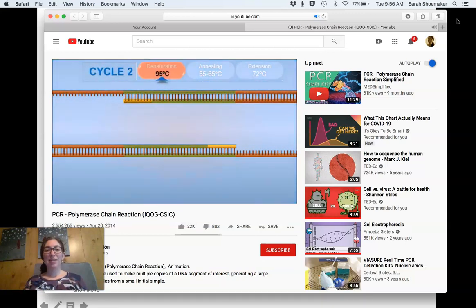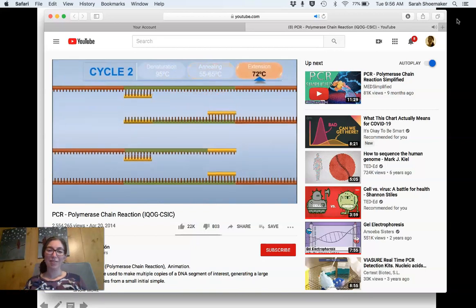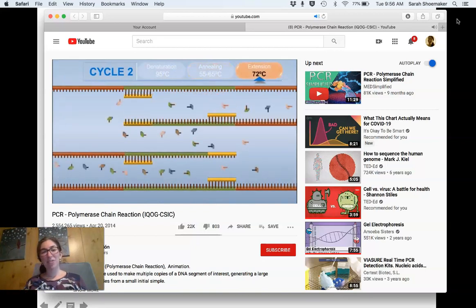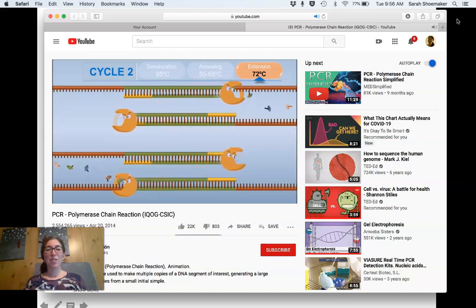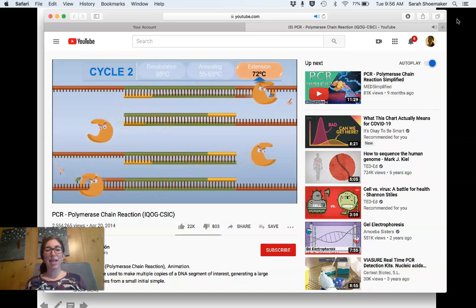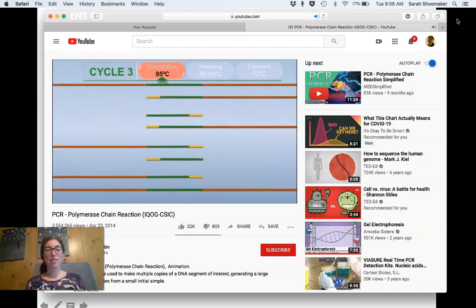And then we start again. We melt the strands. We anneal the primers. We do extension, make new strands using the DNA polymerase enzymes. And every time we do this, we double the amount of DNA in the tube. And so when you double and double and double and double, you get exponential growth.